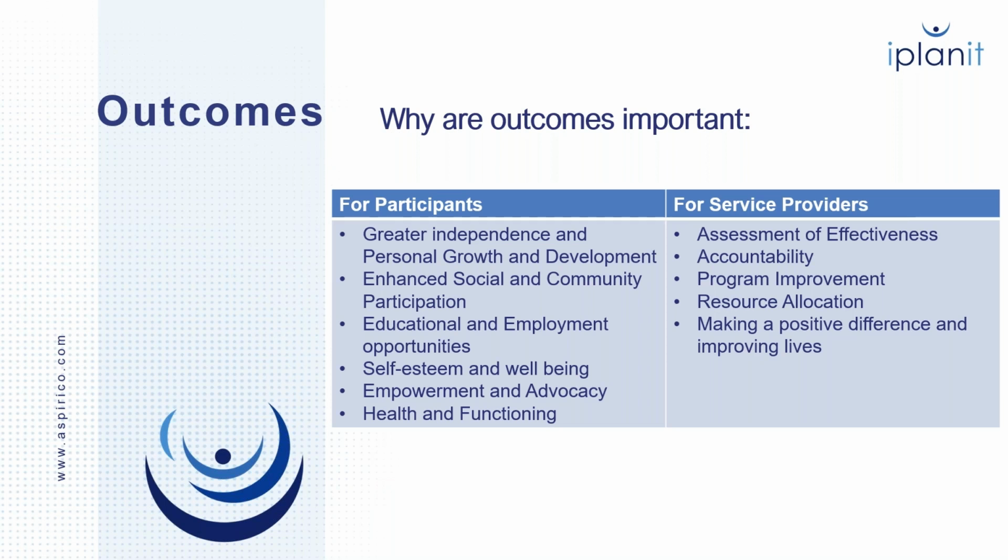Outcomes that promote social inclusion are crucial for participants. This can involve achieving meaningful relationships, participating in community activities, and having access to education and employment and recreational opportunities. Positive outcomes in these areas foster a sense of belonging and help participants integrate into society.